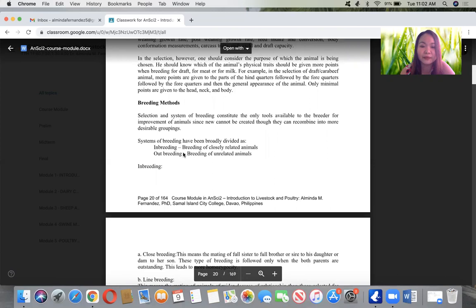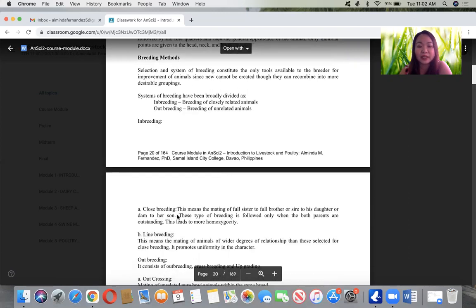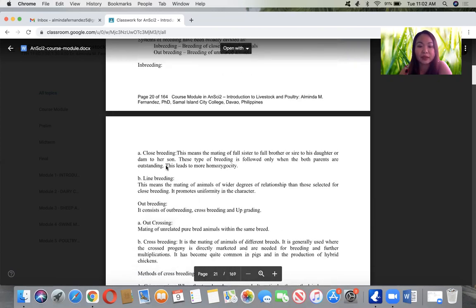We have inbreeding, or breeding of closely related animals, meaning they are of the same family, and outbreeding, or breeding of unrelated animals. In inbreeding, it could be close breeding or line breeding. Close breeding is mating of full sister to full brother, or sire to his daughter, or dam to her son. So magka-family lang talaga pag close breeding. This is only followed if both parents are outstanding, with the best characteristics, which leads to more homozygosity. So ma-maintain yung kanyang best characters.